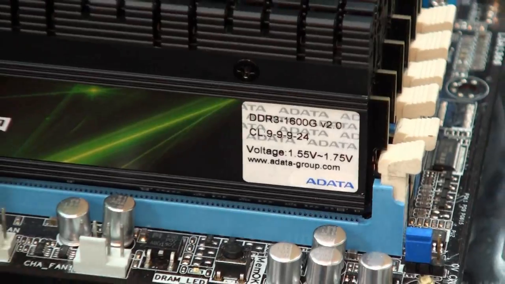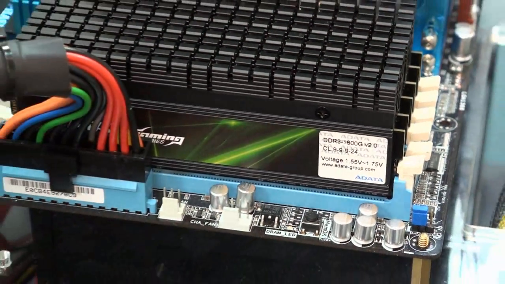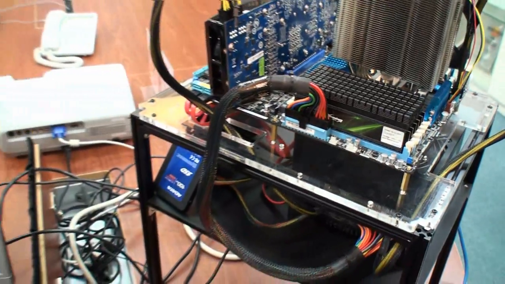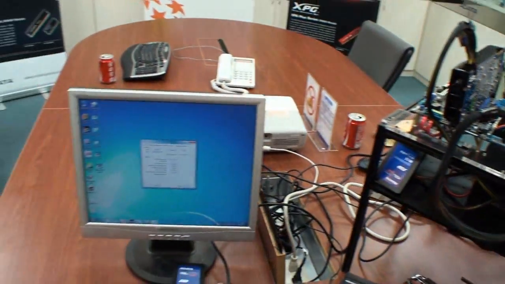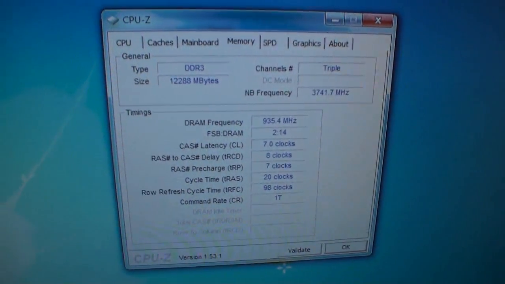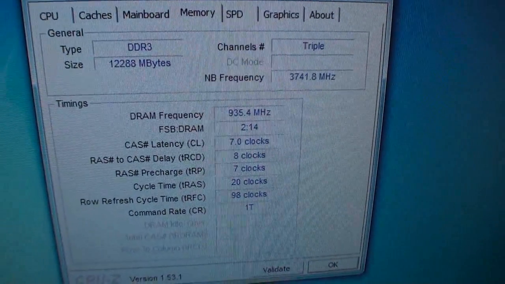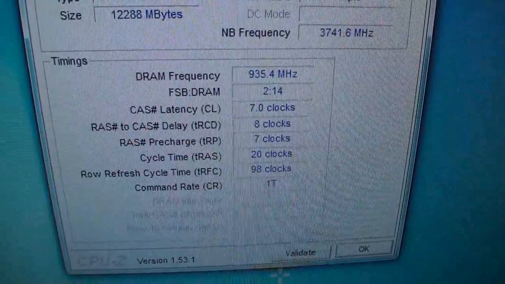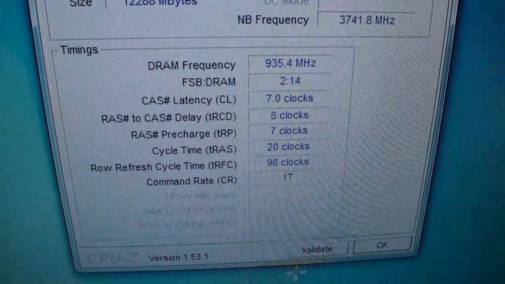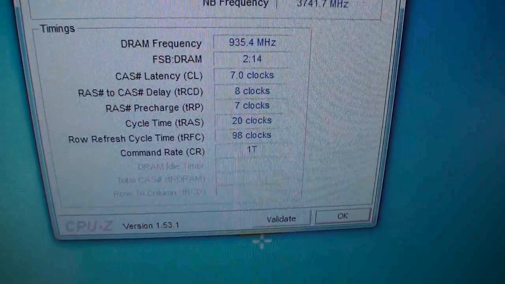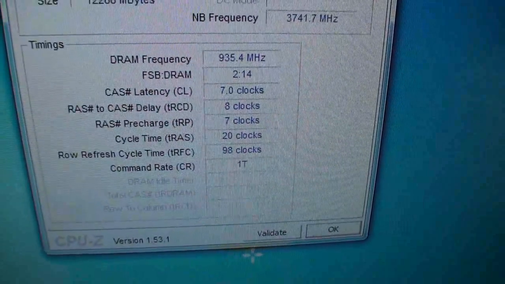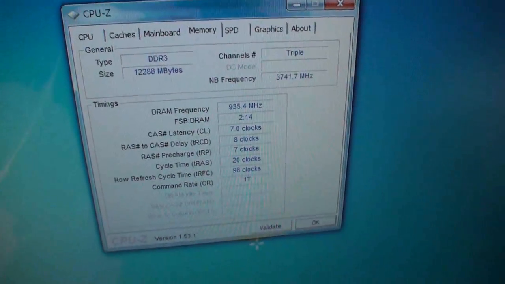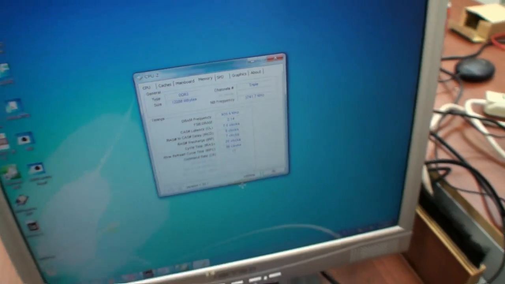What A-Data have actually done is they've overclocked these modules to run at a much faster speed. You can see that it's running at about 1866 megahertz. But what's important to note here is also the timings have been improved a lot, and it also has a command rate of 1T, which is the best performance you can get from DDR3 memory modules.